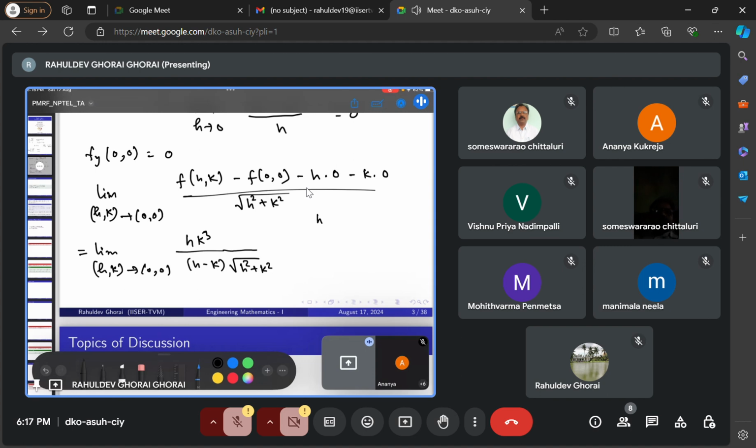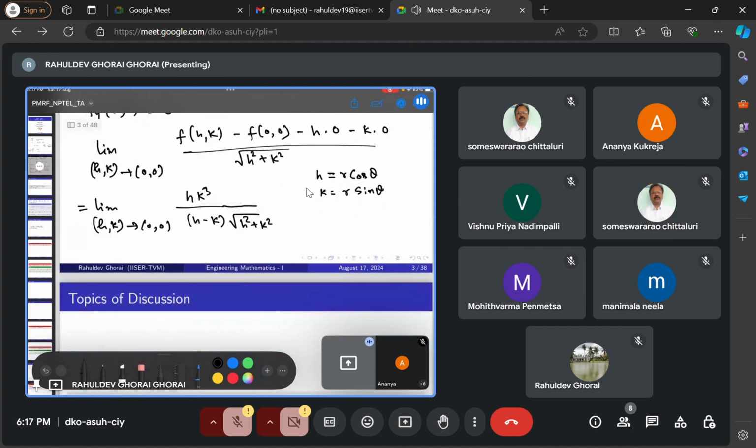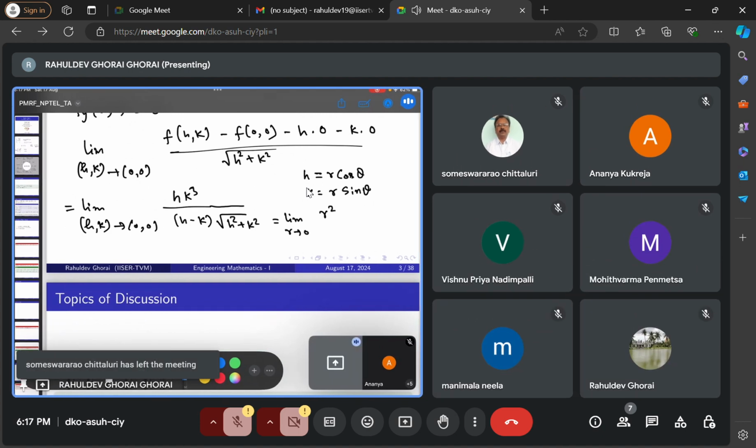So what we'll do, you can check with h equal to r cos theta and k equal to r sin theta. Using that, you can also show this. When you do this, the limit as r tends to zero, you will get r square with the 2r here, so this will be r square times cos theta sine cube theta over cos theta minus sine theta.